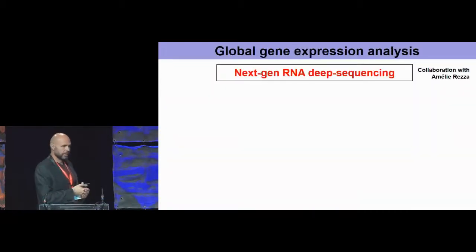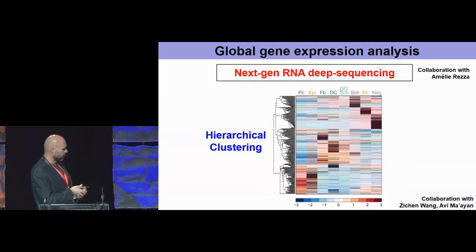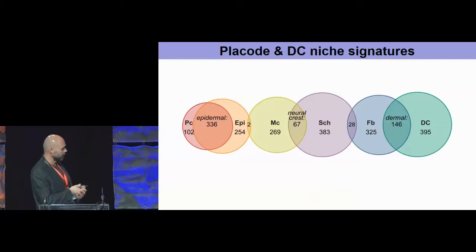Then we performed next-generation RNA sequencing, and this was a collaboration with Amélie Reza in the lab. This single line here was really about a year of work to figure out how to get really deep transcriptome coverage, starting with very small amounts of RNA coming from low numbers of sorted cells. We collaborated with Avi Mayan and Si-Chen Wang to do a lot of global analysis, and I just show you here the hierarchical clustering, where you can see across the different populations the differences in the transcriptomes, and that allowed us, with bioinformatics, to tease out signatures of highly enriched genes.